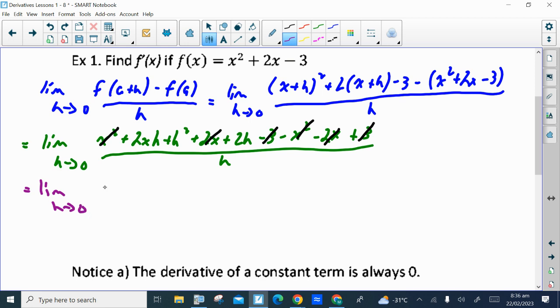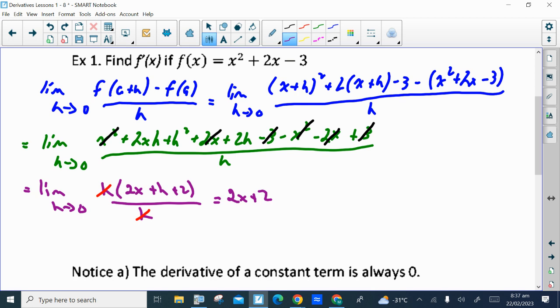So what I'm going to do is I'm going to take out a common factor of h on top. And you don't necessarily have to do that. You could just simply divide all remaining 3 terms by h, and it would cancel with the h in the bottom, but this is the same thing. And so you're left with the limit as h approaches 0 of just 2x plus h plus 2. And when h equals 0, this is just going to be 2x plus 2. So there is the derivative.